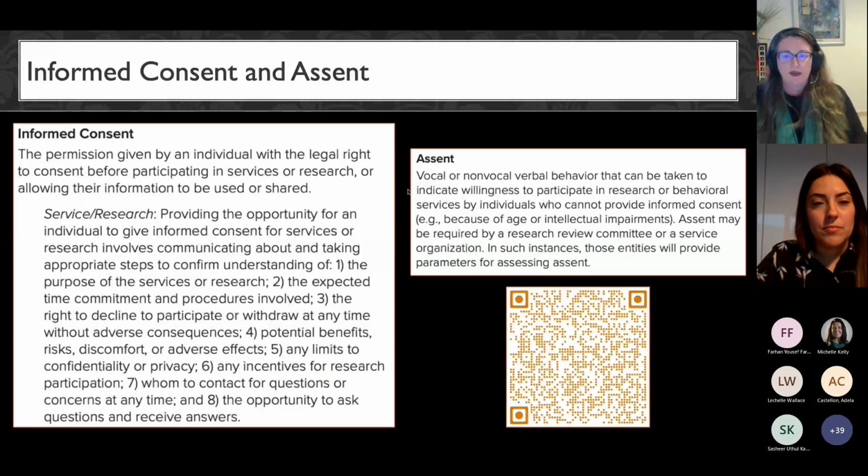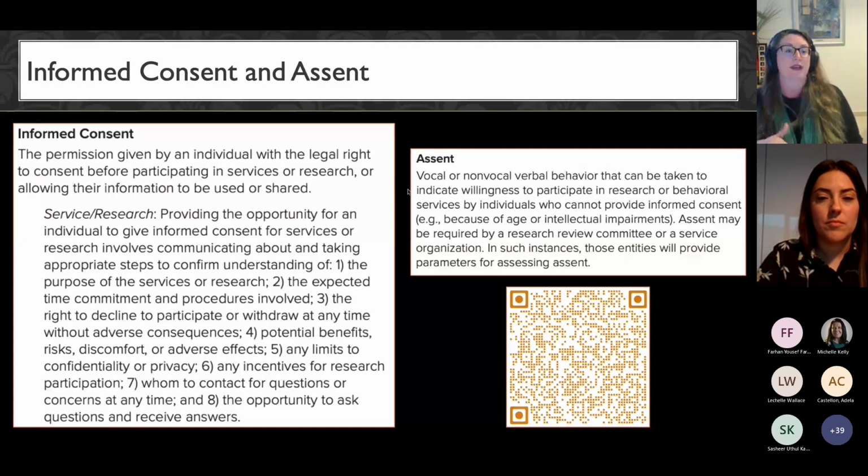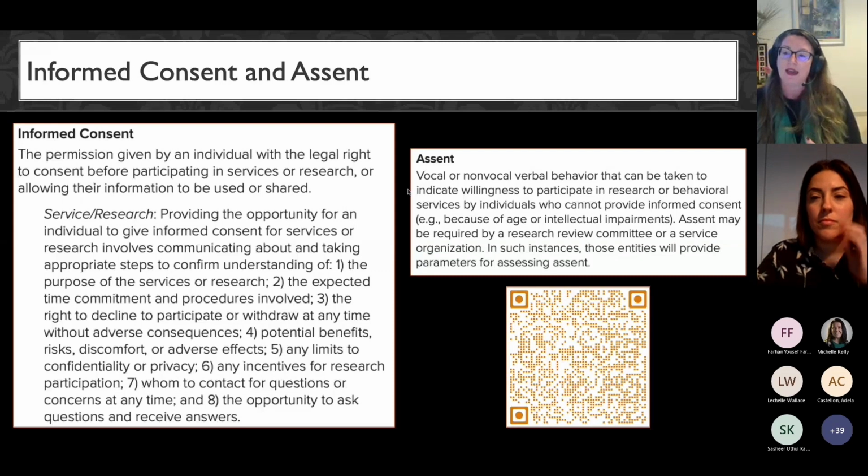If you want to go back to make sure that you have the right definitions, our new ethics code for behavior analysts has, in the glossary, a definition of informed consent and what needs to be part of that, specifically for research. And one of the recent revisions also included a definition of assent.